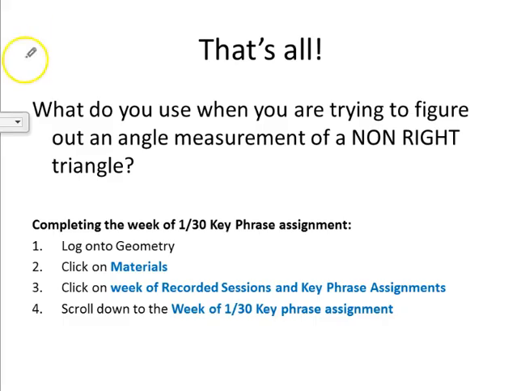That's all. So my key phrase assignment question to you is, what do you use when you're trying to figure out a missing angle measurement or even a missing side length of a non-right triangle? So we've learned there's a bunch of methods that we can use when we're trying to find missing sides or missing angles of right triangles, but what methods can we use when we're trying to figure out a missing angle measurement or even a missing side length of a non-right triangle?